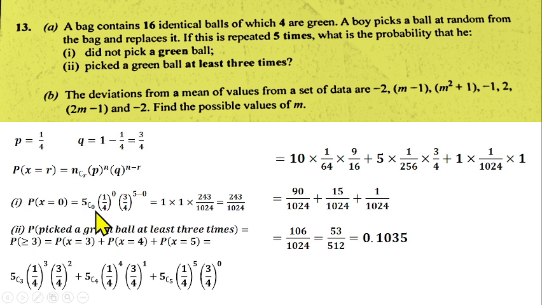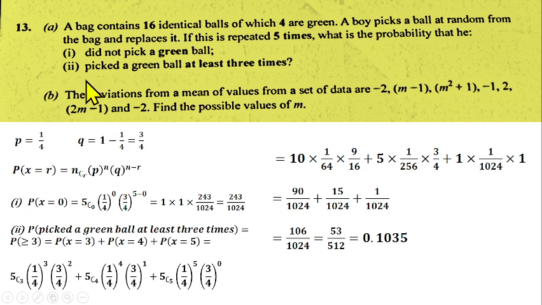So 5 combination 0 is 1. 1 over 4 raised to power 0 is also 1, times 3 raised to power 5 minus 0, which is 5. 3 raised to power 5 is 243, over 4 raised to power 5, which is 1024. That should give us 243 divided by 1024.